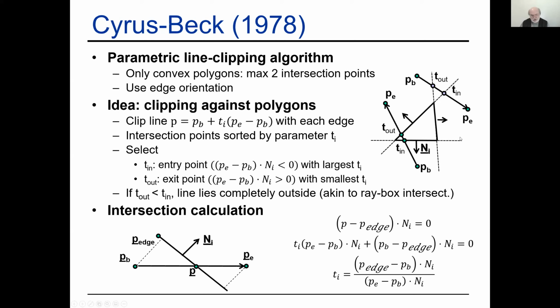Of course, we've already done quite a bit of work up to this point. So here we cannot have these trivially accept things. We have to do all of those computations. So it's a little bit more expensive, but we can deal with arbitrary convex polygons, clipping against arbitrary convex polygons here.